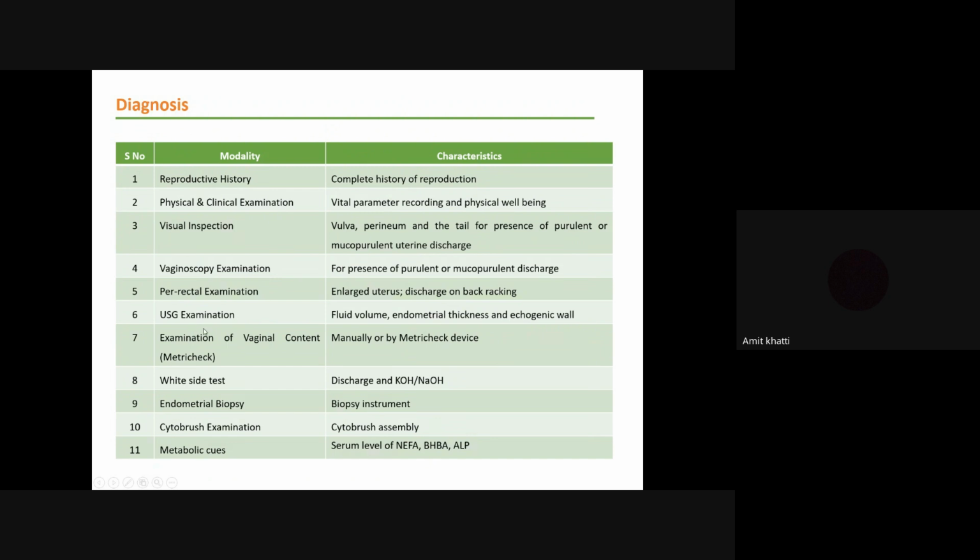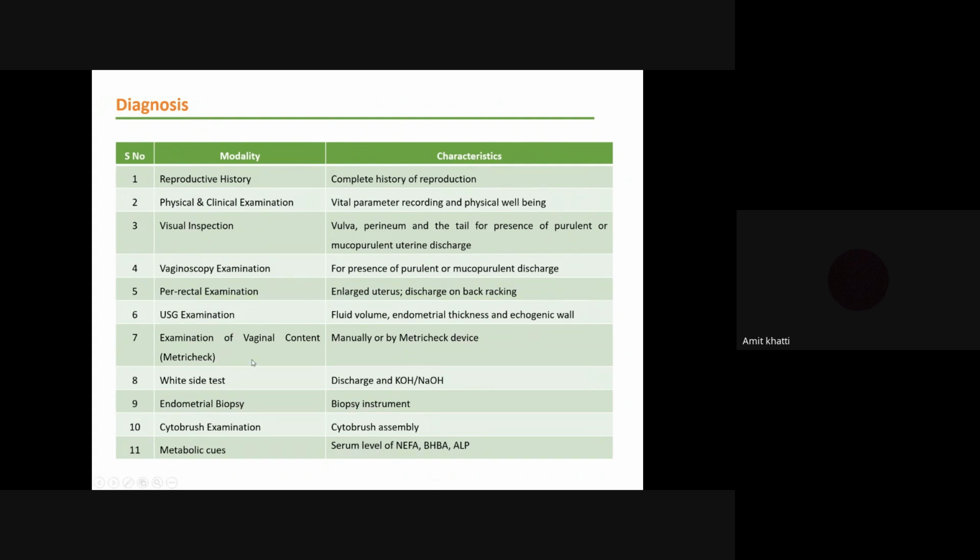Finally, USG examination is a very important technique to have an idea about the uterine infection because it will give a clear idea about the presence of fluid in the uterine lumen, endometrium thickness, or we can say echogenicity of the uterine wall. If echogenicity of the uterine wall is increasing from hypoechoic to hyperechoic in nature, obviously it indicates that the tissues are inflamed.